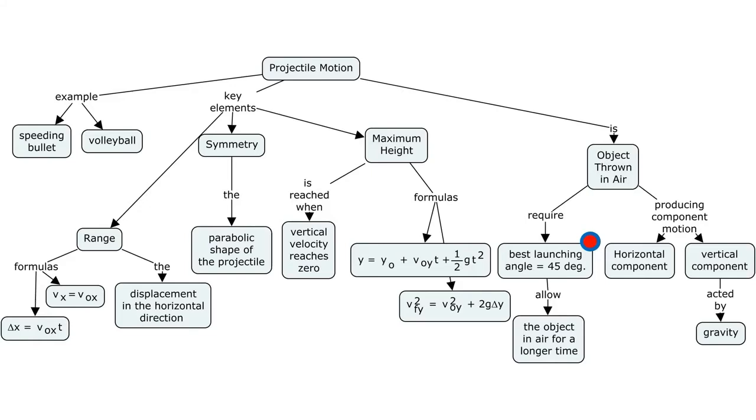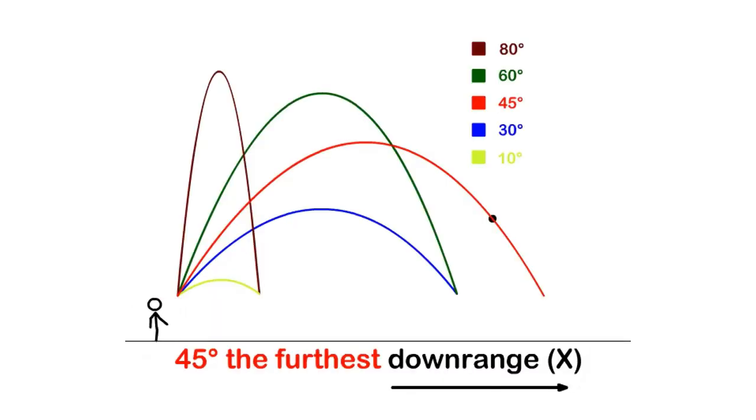Objects thrown in air require the best launching angle to maximize their projectile motion, and this is equivalent to 45 degrees. 45 degrees is a special angle for a projectile motion because it allows the object to stay in the air for a longer time and will produce the longest range. Observe the animation illustrated here, and you see that the highest range and the longest time the projectile can travel in air is at 45 degrees.